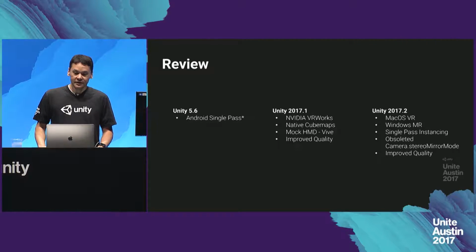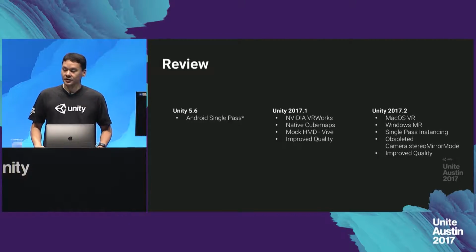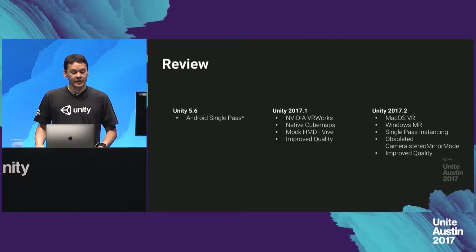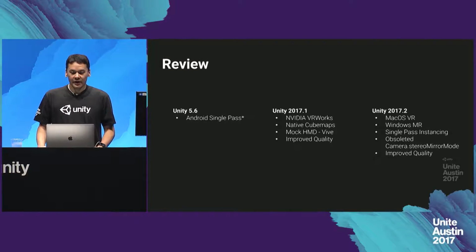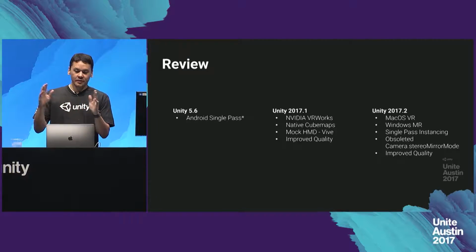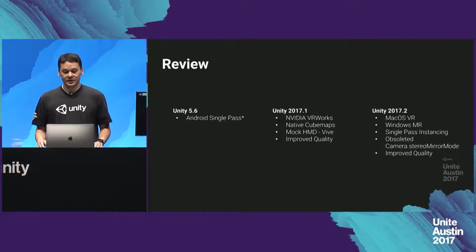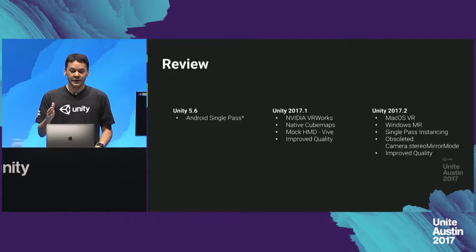In 2017.2, we added support for macOS and Windows MR. We've added a new stereo rendering method called single pass instancing, which I'll get into a little bit later. We've obsoleted camera.stereo mirror mode, and the reason for this is because all the headsets are actually asymmetric, so just copying the image from the left eye to the right eye doesn't really work. It used to work on Oculus because they were padding the frustums, but it was wasting perf. And additionally, we've been working on improving quality again.